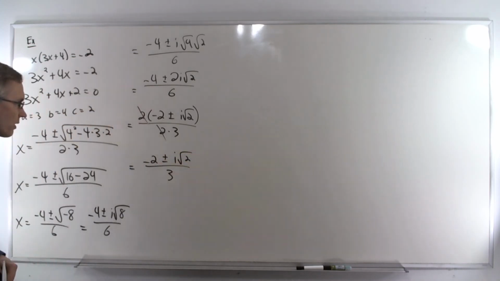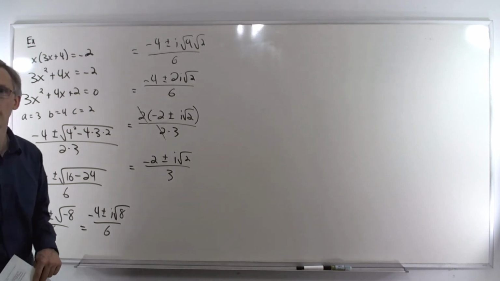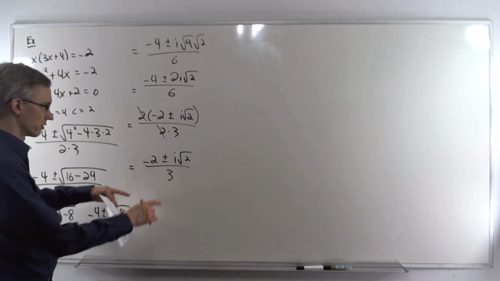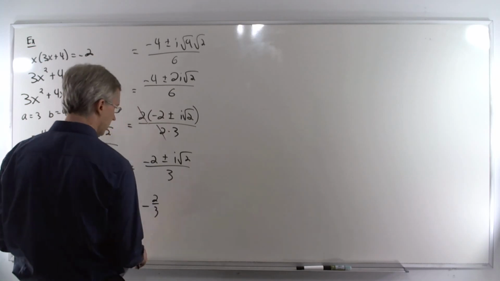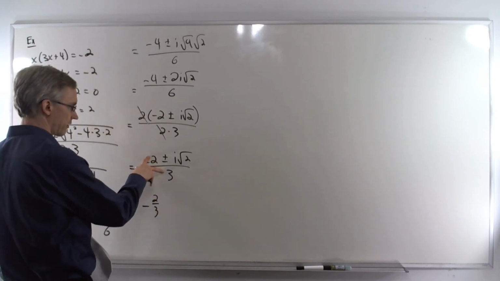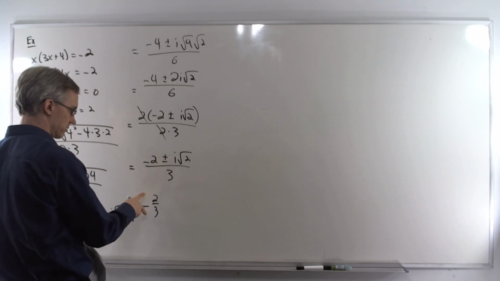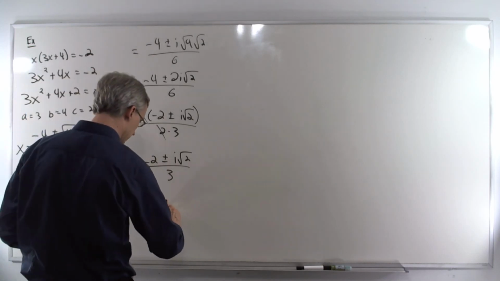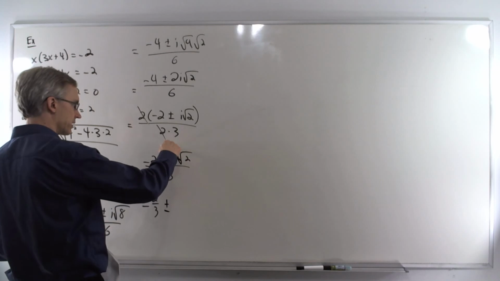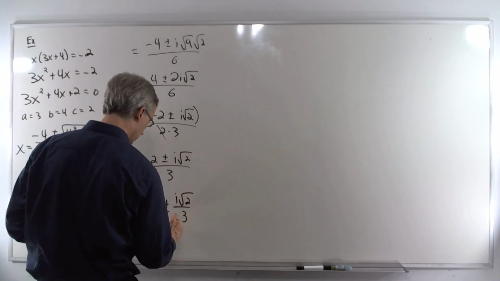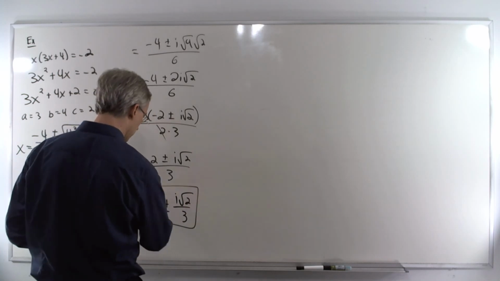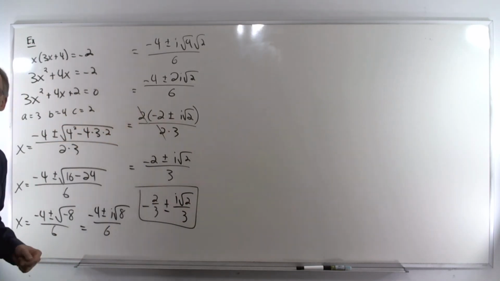And now to express our answer in standard form for complex numbers, it's traditional to split this up into negative 2/3. Here's the real part of the fraction. Plus or minus, and the imaginary part goes over here, so i times the square root of 2 over 3. And there's the answer in the standard form for a complex number.